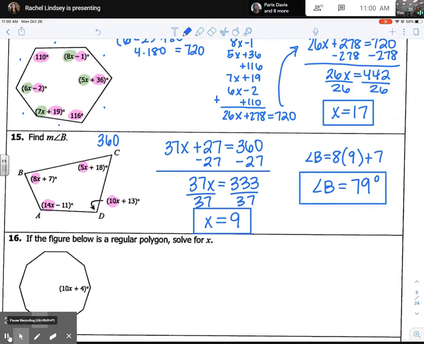Why are you adding 7? Because that's part of the angle. We're doing that in all the angles.